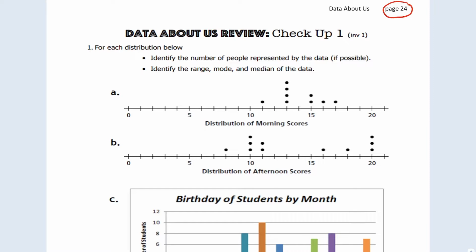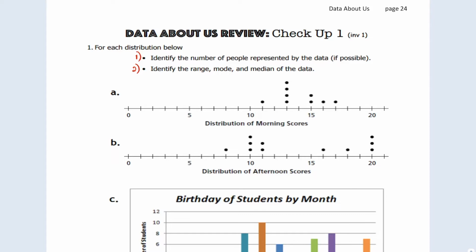A good idea is to read the directions. It says for each distribution below, we need to identify the number of people represented by the data. That's our first thing. The second thing is we need to identify the range, mode, and median of the data.